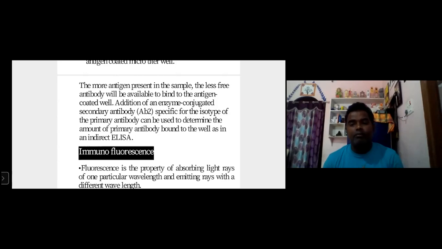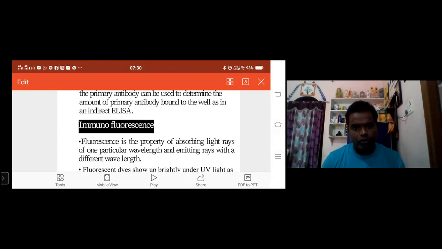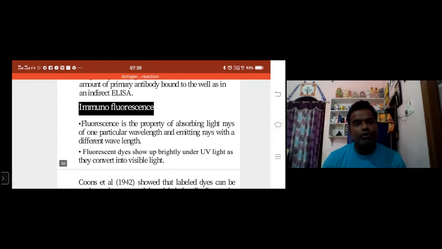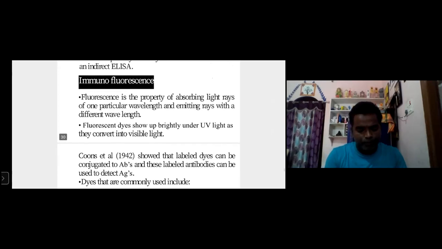Now let us go to the next important antigen antibody reaction technique, that is the immunological techniques. See this: immunofluorescence. What is immunofluorescence? Immuno means antigen antibody. We add fluorescent dyes.